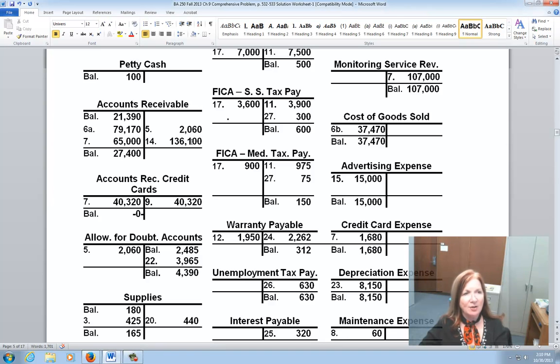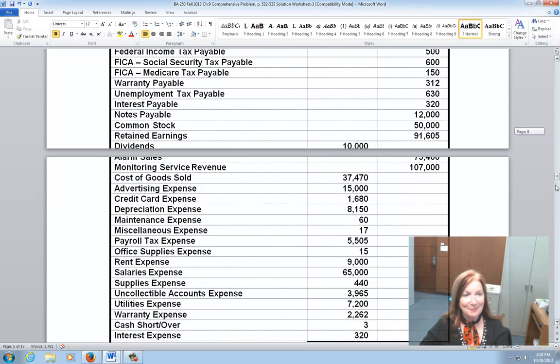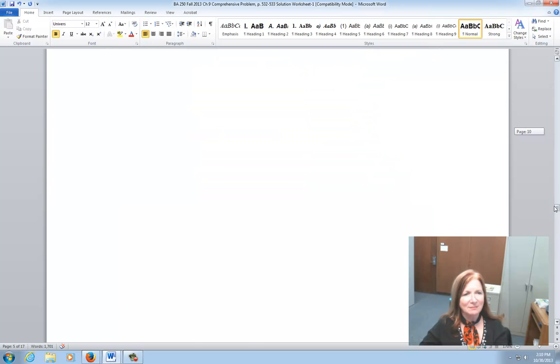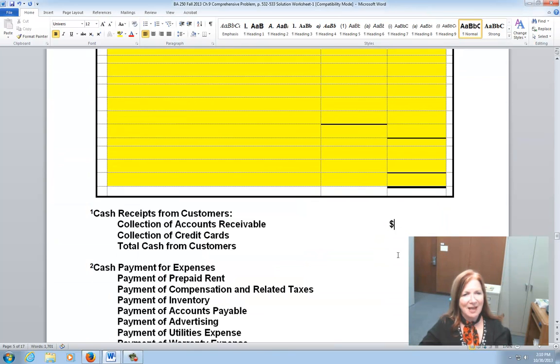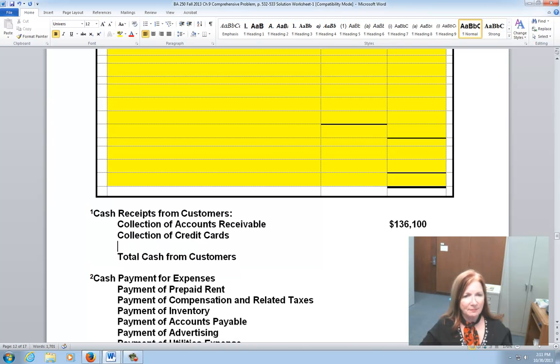So it's $136,100. So I'm going to come down here and I'm going to put in $136,100. And that's my receipts from my accounts receivable. Now the next one is my credit card, so I'm going to tab across to there.